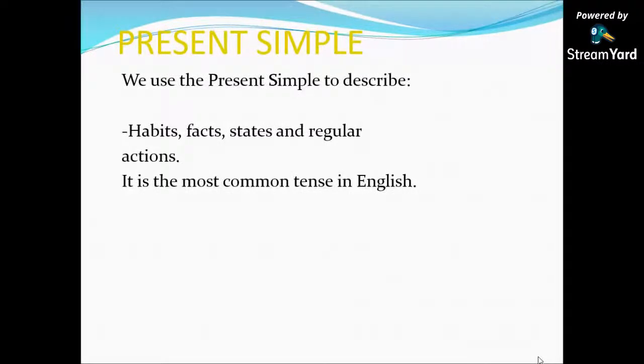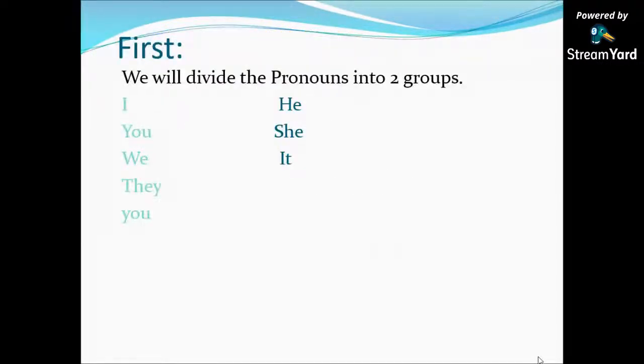First, we're going to divide the pronouns into two groups. The ones that you see in blue color, I, you, we, they, are going to be the plural pronouns. Then, the ones that you see in dark blue color, he, she, and it, are going to be the singular pronouns. And in this case, those pronouns are going to be third person.